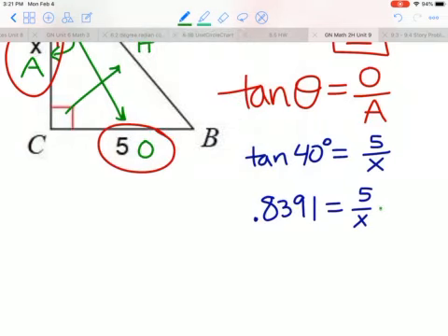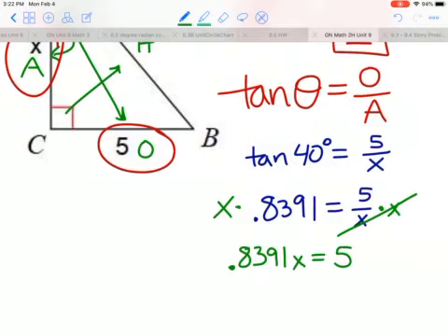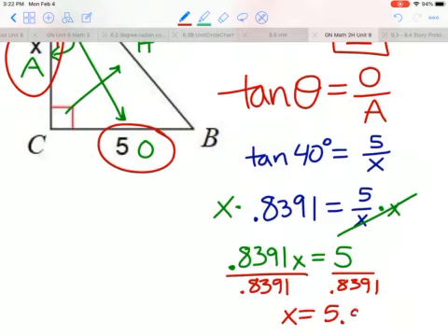And then we need to get that x to move. So we're actually going to multiply both sides by x. So we get 0.8391x equaling 5. And now we can divide by the 0.8391. So we get x equaling 5.96. Put units if you need it.